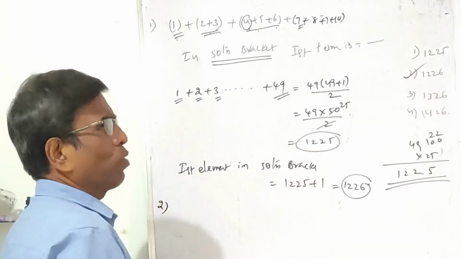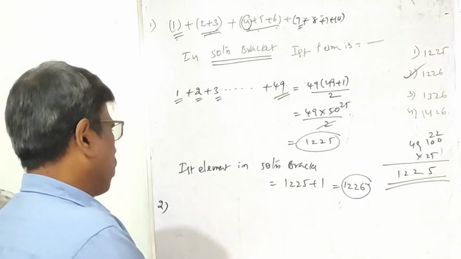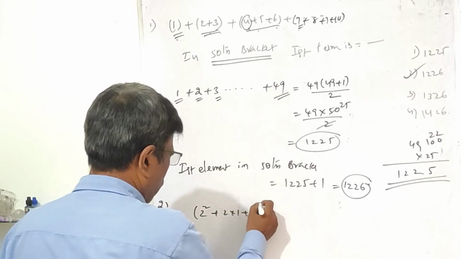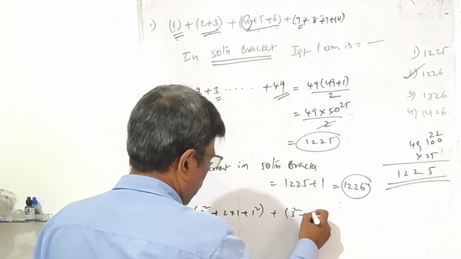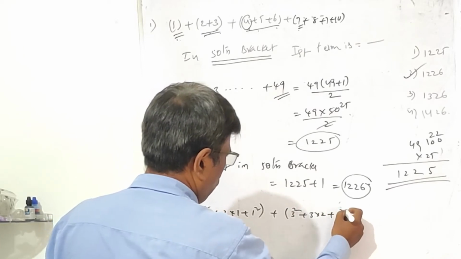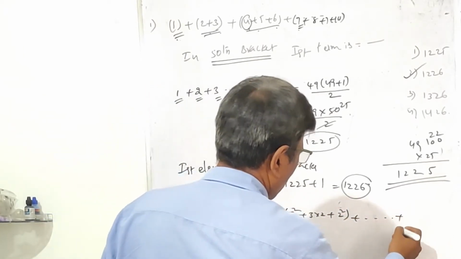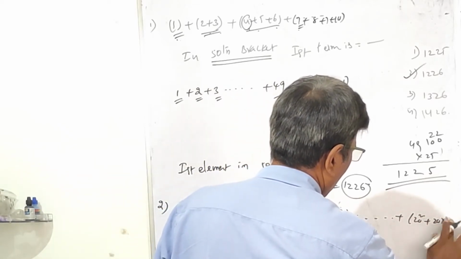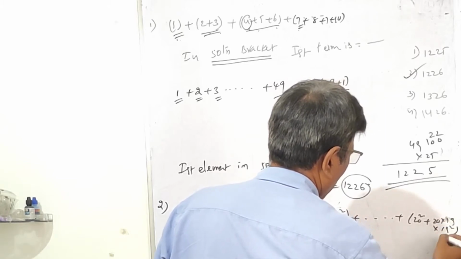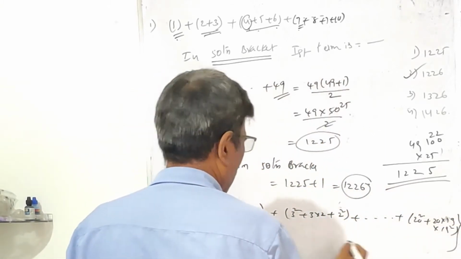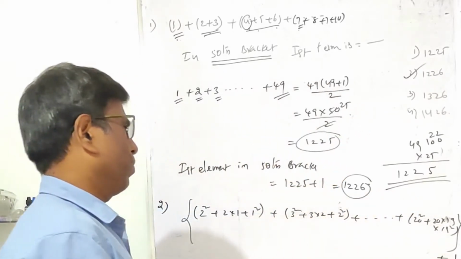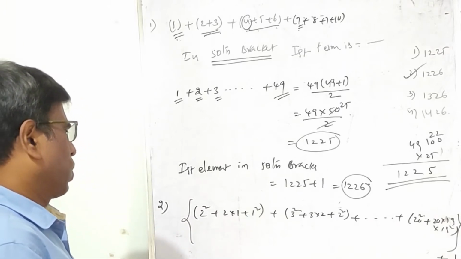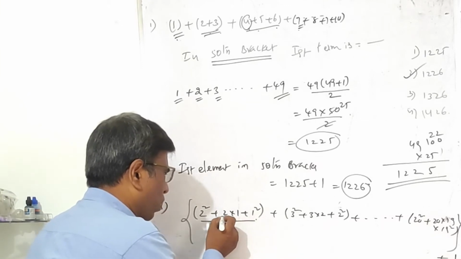One more typical question is given like this. 2 square plus 2 into 1 plus 1 square, plus 3 square plus 3 into 2 plus 2 square, and so on, up to 20 square plus 20 into 19 plus 19 square, then minus 1. This is the question, related to the previous one. Try to understand the question. The first term is given like this: 2 square, 1 square.